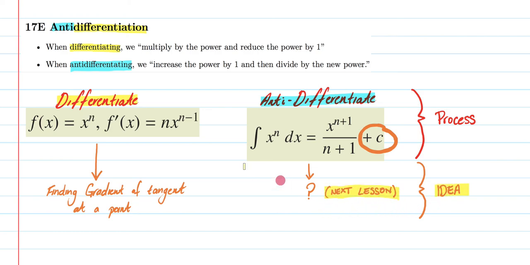What's the idea? We know that when we differentiate, we're finding the gradient of the tangent at a point. But what are we doing when we anti-differentiate? Hopefully that's a hook that will keep you tuned in for next lesson.